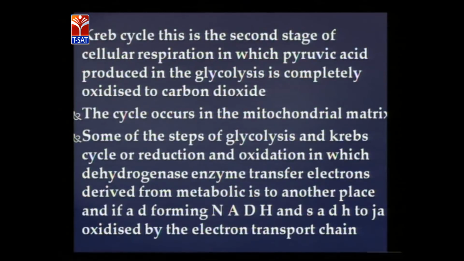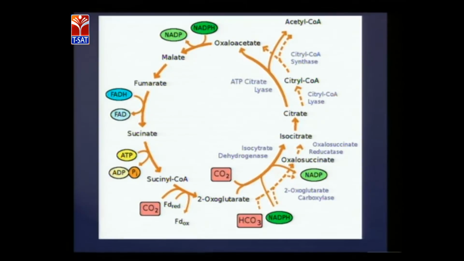Next, coming to the Krebs cycle. The Krebs cycle is the second stage of cellular respiration, in which the pyruvic acid produced in glycolysis is completely oxidized to carbon dioxide, and this occurs in the mitochondrial matrix. Some of the steps include oxidation, splitting and reduction of the molecules, and the NADH formed is oxidized by the electron transport chain.